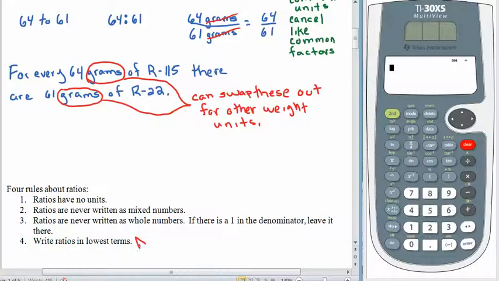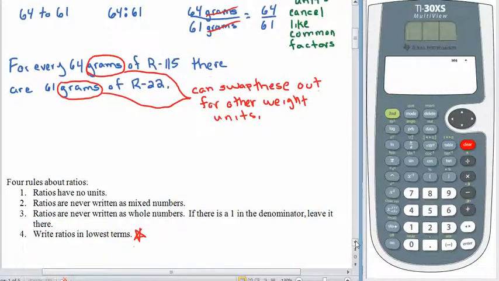My star just doesn't seem to want to stay today. There. All right, let's flip the page and try some examples.